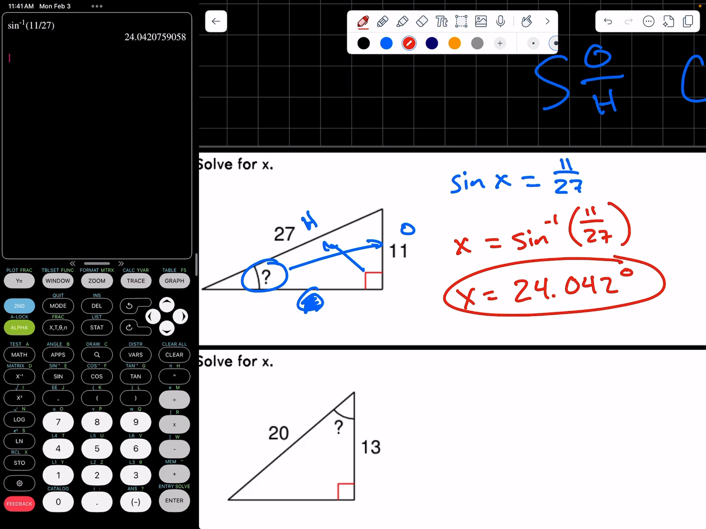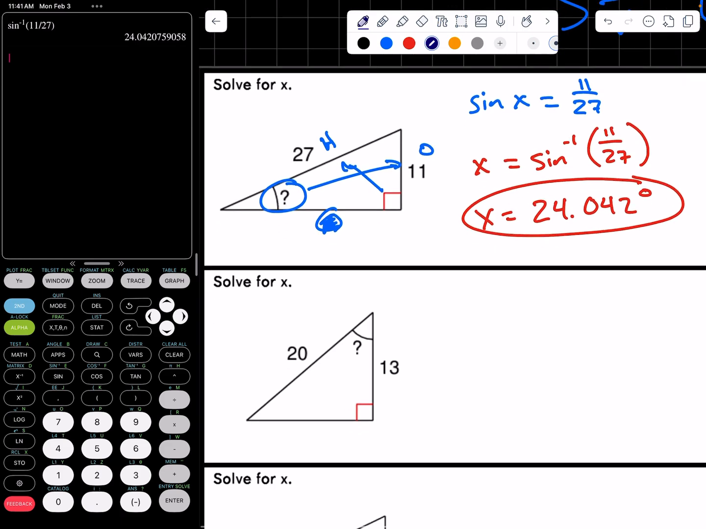Let's go down here to this next one. We've got our hypotenuse. Our opposite is not given, but we are given our adjacent, so we're going to be using cosine. Cosine of the angle, which is x, equals adjacent 13 over hypotenuse, which is 20. I'm going to use the inverse cosine to get it over on the other side.